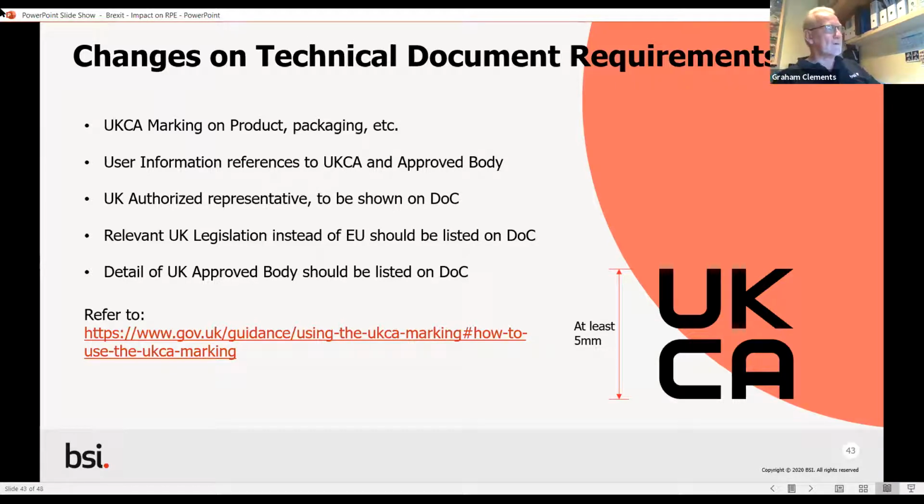But obviously, if you're referring to the legislation and the designated standard under the UKCA Mark, then you can either refer to the EN directly, or you could refer to BSEN, which is the UK prefix for EN standards that have been adopted by the UK. And of course, the approved body needs to be listed on the Declaration of Conformity as well. So there are a number of changes, and we've got that minimum height of 5 millimeters in the same way that you have it on the CE Mark.